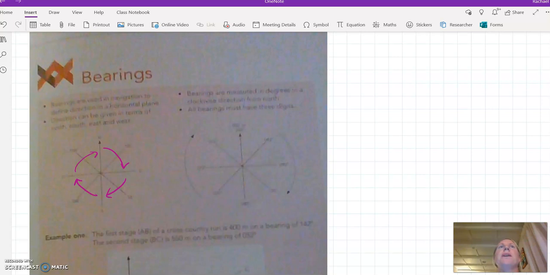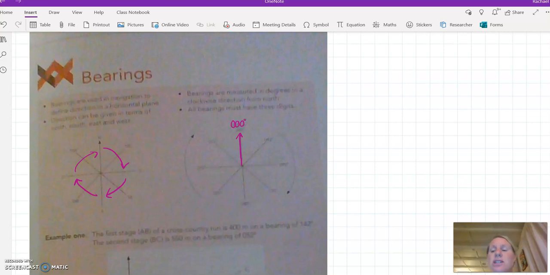Bearings are where we give values for basically how many degrees around that whole circle we're going to go to head in our direction. Okay, those degrees start at north, so we always start our bearings facing north. On a map, that's always pointing straight up. So we always start here, pointing straight up. It's a vertical line, and that's at 000 degrees.